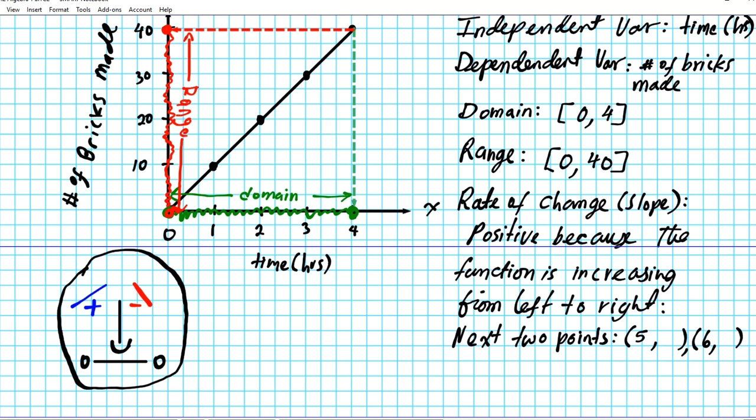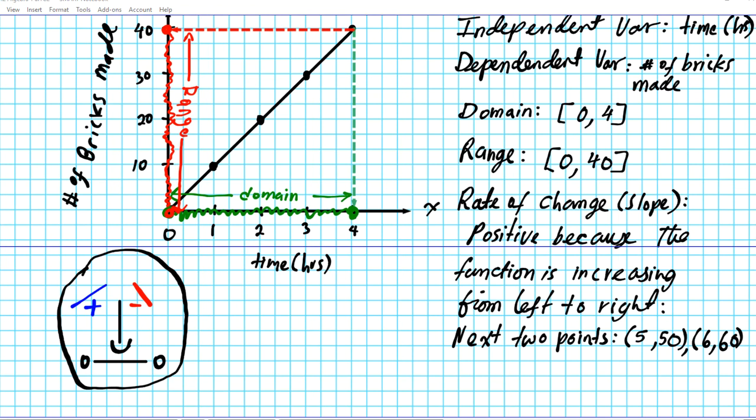All right, so how do you get the output from the inputs? 1 goes to 10, 2 goes to 20, 3 goes to 30. You notice that we can just multiply the inputs by 10 or just add 10 to the outputs to get the next output. So for 5, you can add 10 to 40 to get 50, or you just multiply 5 by 10, which gives you 50. And then for 6, you get 60 as the next pair. All right, so that's that.